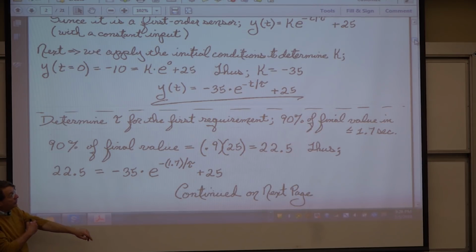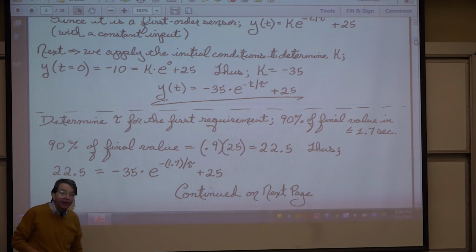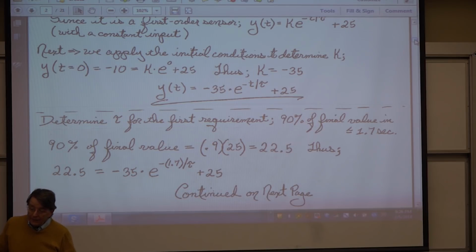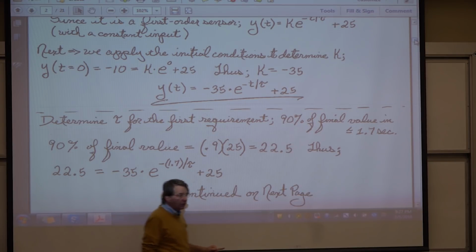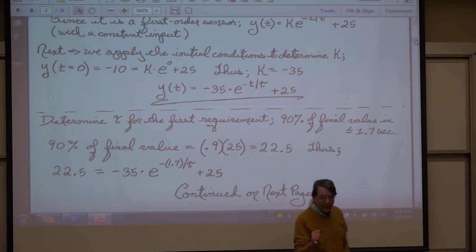What do I put in for t? The 1.7 seconds. You see, it says less than or equal to 1.7 seconds. I'm going to pick equal to 1.7 seconds. That gives me the maximum time to get there, and tau won't be too small. So I'm going with 1.7 seconds, and I now solve this part of the equation for tau. Am I doing okay so far?